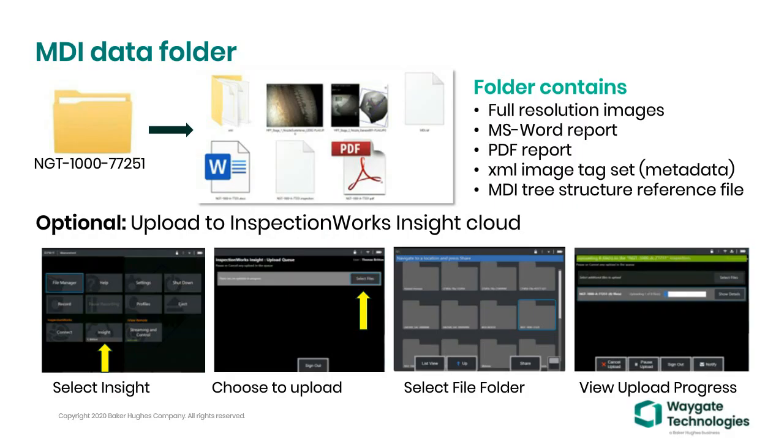This slide shows the data set which is created automatically when an MDI is run on a video probe. A master MDI folder is created with the default name of the MDI type concatenated with the serial number of the asset being inspected. Inside of this folder are all the full resolution images and videos which were taken during the MDI, a subfolder with a set of XML database tags, an MDI tree structure reference file, and a copy of any MS Word or PDF reports which were generated during the MDI.